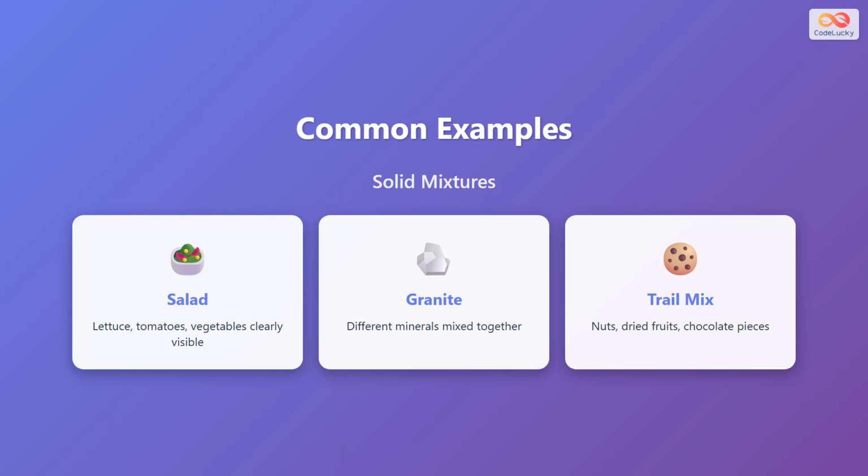Let's look at some everyday examples of heterogeneous mixtures involving solids. A salad is a perfect example where you can clearly see lettuce, tomatoes, and other vegetables as separate components. Granite, the rock, is a mixture of different minerals like quartz, feldspar, and mica all mixed together. Trail mix is another common example with nuts, dried fruits, and chocolate pieces that you can easily distinguish from one another.